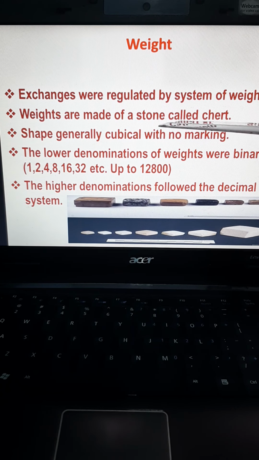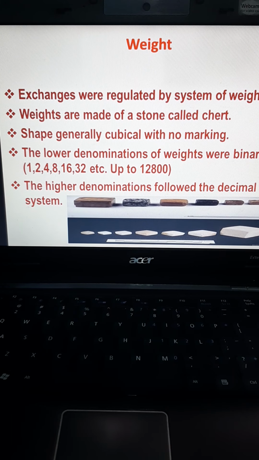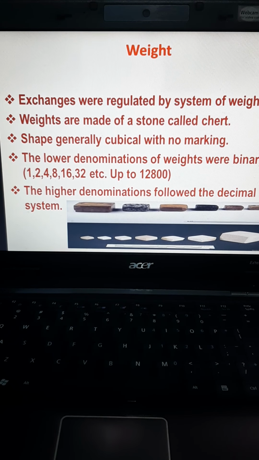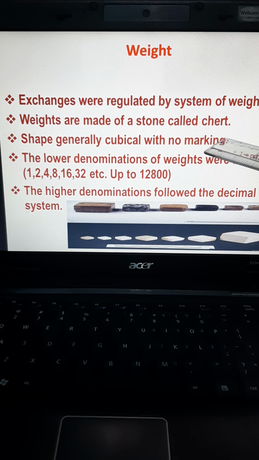Weights are made of stone called chert. So what is this chert? It is a hard stone of silica. Now weighing used to be done with a stone. This is most important, you should know. Weighing used to be done with a stone called chert.